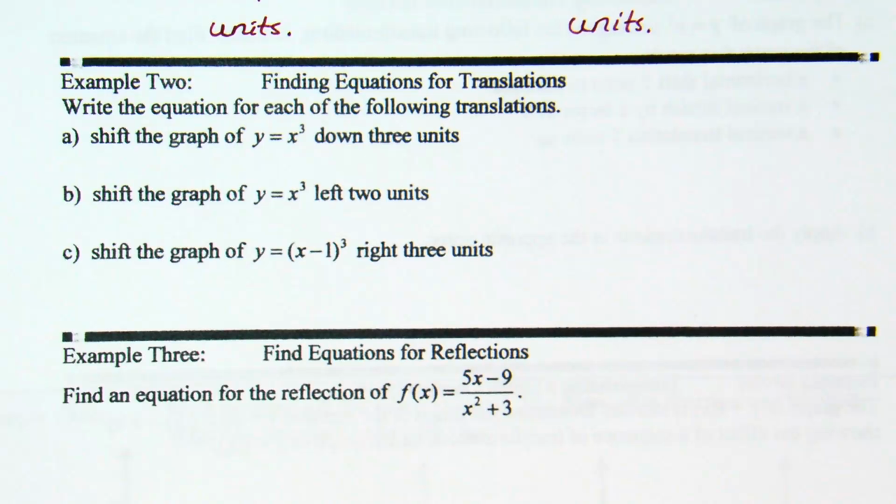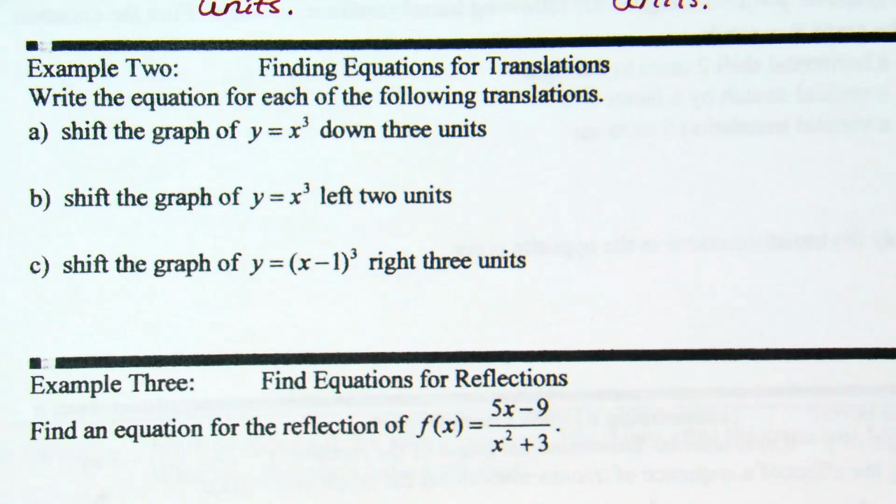Okay, example 2. This time we're going to be writing equations for these translations. Write the equation for each of the following translations. Shift the graph of y equals x cubed down 3 units. So how do I write the new equation is what it's asking.